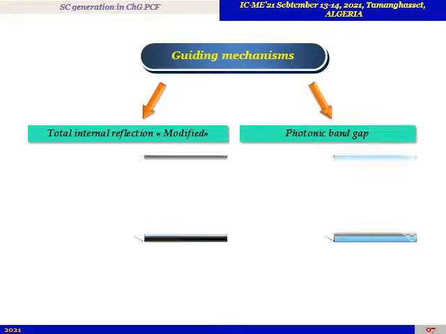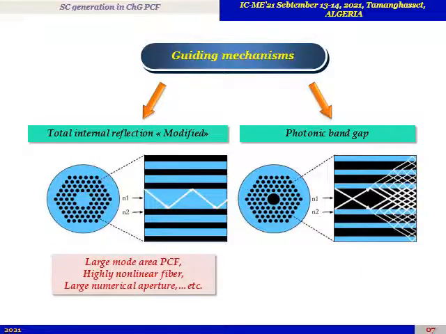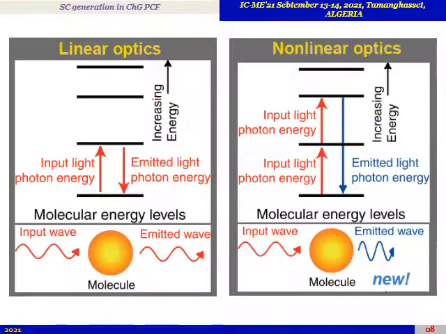So, how is light guided in photonic crystal fiber? There are mainly two mechanisms: total internal reflection, the same as in conventional optical fibers, and the photonic band gap, which is widely found in photonic crystals. In the first class, we find large mode area fibers, highly nonlinear fibers, and fibers with large numerical aperture. In the second type, we find low bend loss fibers.